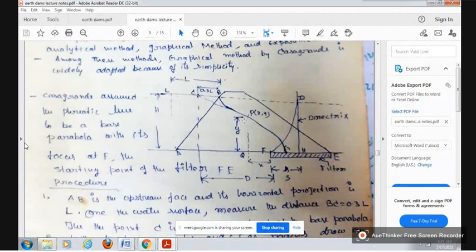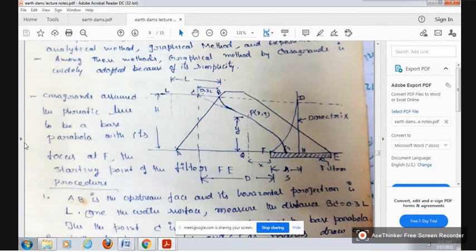So this is the parabola. This is the focus. The focus of the parabola is F. That is the starting point of the filter, right? So how to draw the phreatic line, right? I will explain. H is the depth of the water on the upstream side.